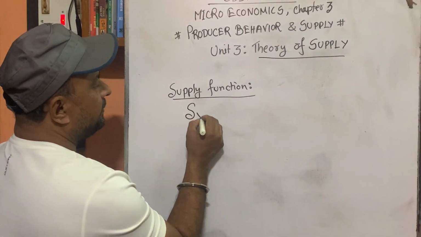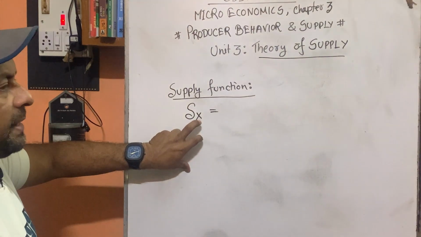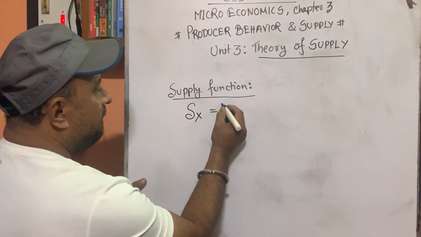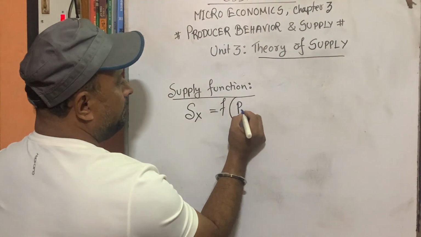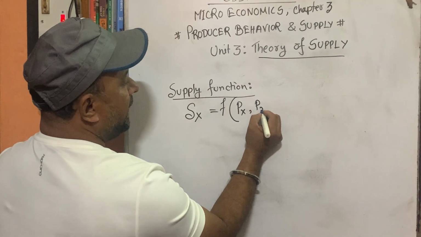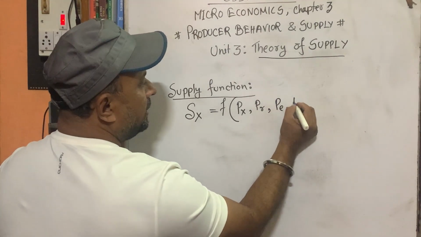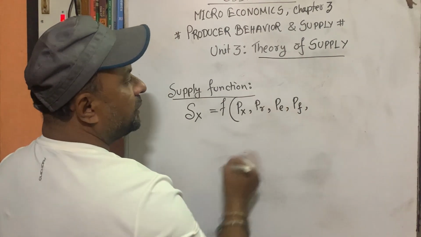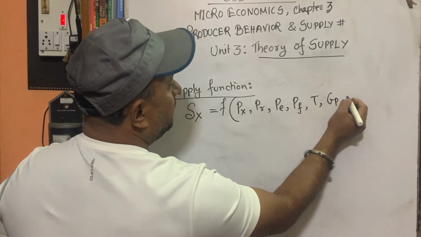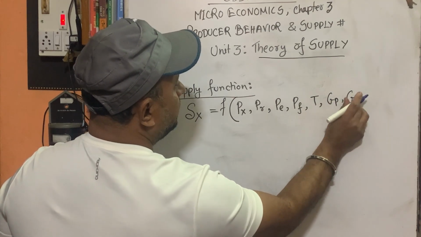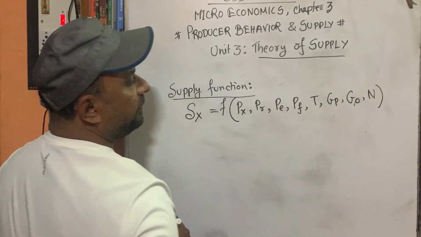Symbolically we can write Sx means supply of a particular good X. X is the particular good, its supply is a function of various factors. Suppose price of the good, price of its related good, expectation of price change, price of the factors of production, technology, government policy, goal of the producer, number of producers, etc. A lot of factors are there.